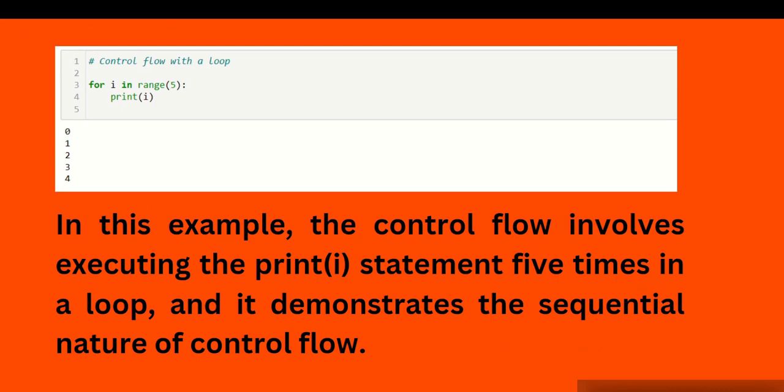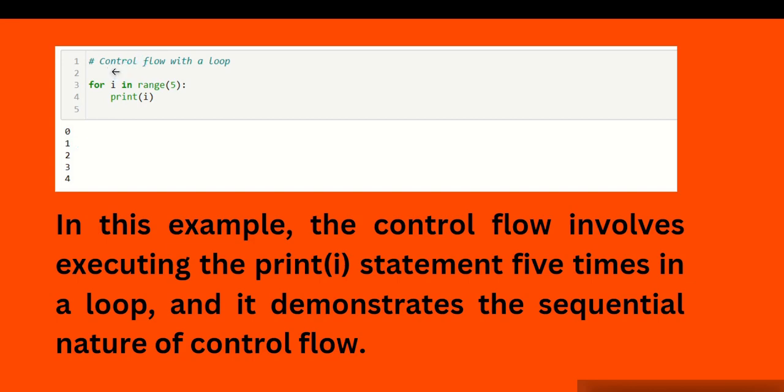So, here is an example of control flow with a loop. In this example, we are taking for i in range of 5. So range of 5 holds values starting from 0 to 4, that is 5 minus 1. And then it prints the value of i. So initially i picks up the value of 0 and it prints 0. Next iteration, i picks up the value 1, it prints the output as 1.